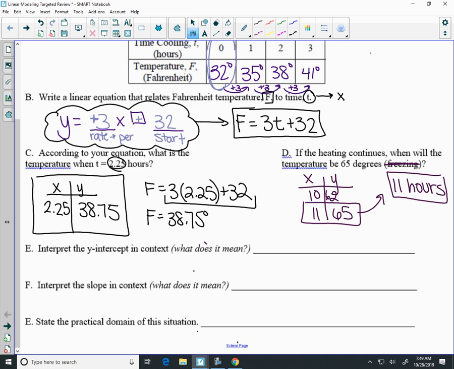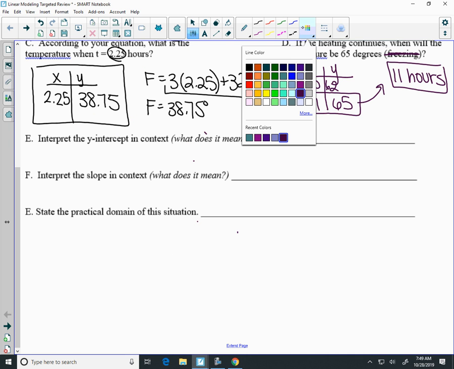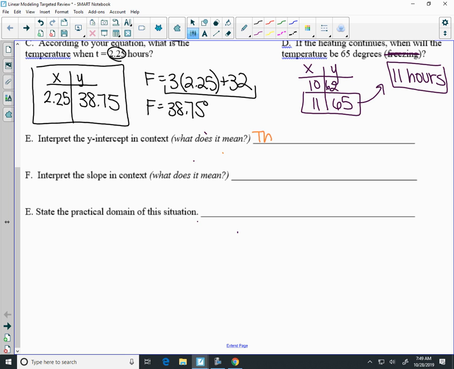Interpret the y-intercept in context. This is something that's already in the problem. We're just restating. The temperature started at 32 degrees. Interpret the slope. So we did that a little bit. We have 3 degrees per 1 hour. The temperature is rising because it's positive at a rate of 3 degrees per hour.